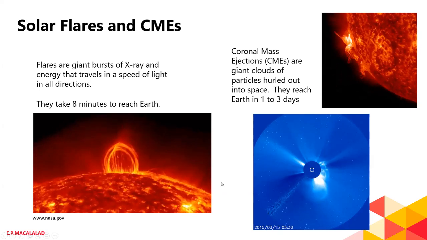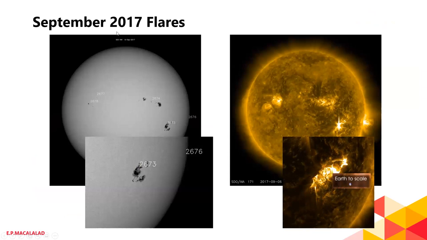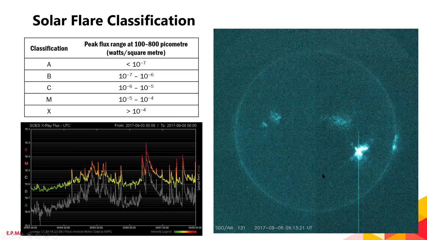Okay, I also mentioned last time that in 2017 there was a large solar flare. So this is a picture of the solar flare. The solar flare originated in active region 2673, located at the southeast portion or southeast quadrant of the sun facing the Earth. Okay, so this is the picture of the sun at the SDO AIA 171 angstrom. You will notice here that there is a big flash of X-ray. So this is X-ray.